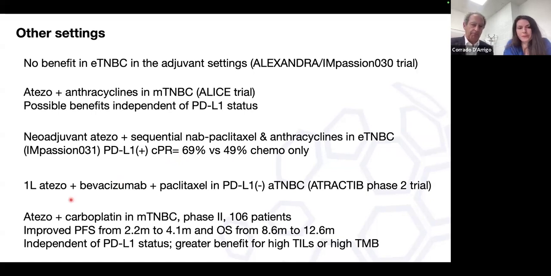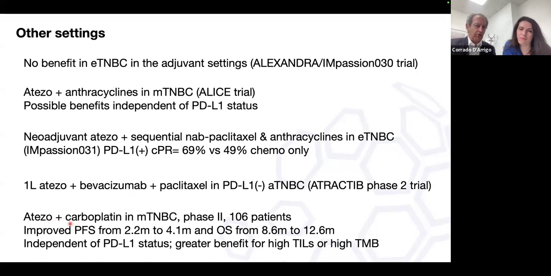And then there are these cases that we would normally use neoadjuvant chemo. Yeah. This is a trial of first-line atezolizumab plus an anti-VEGF and paclitaxel. It's a phase 2 trial. Not so sure what happened there. People are not talking loudly about it.